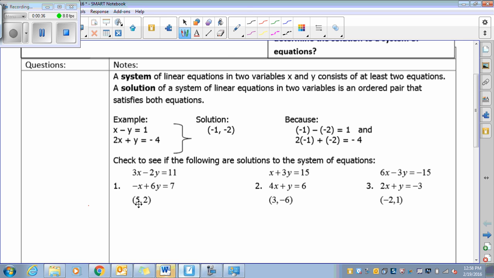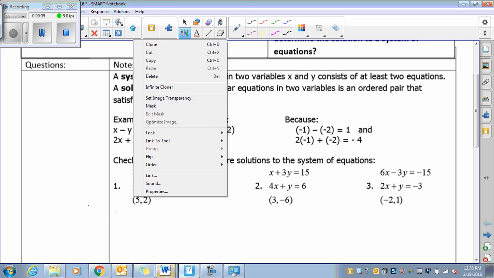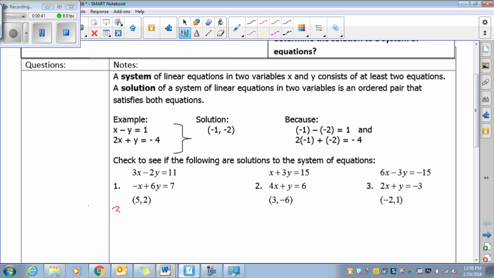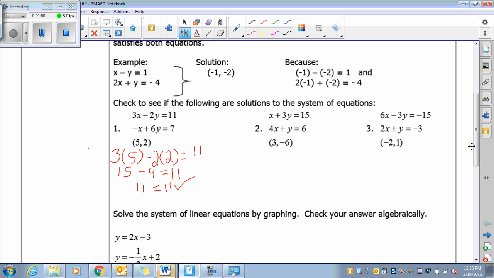Number 1, we're going to plug in 5 for x and 2 for y. So we're left with 3 times 5 minus 2 times 2 is equal to 11. Well, 3 times 5 is 15, minus 4 is equal to 11. 15 minus 4, 11 does equal 11. So the ordered pair satisfies the first equation. So now we have to check the second one.